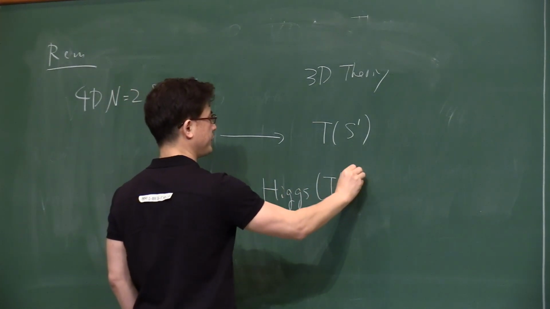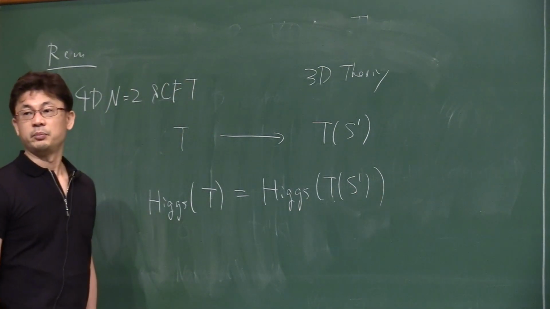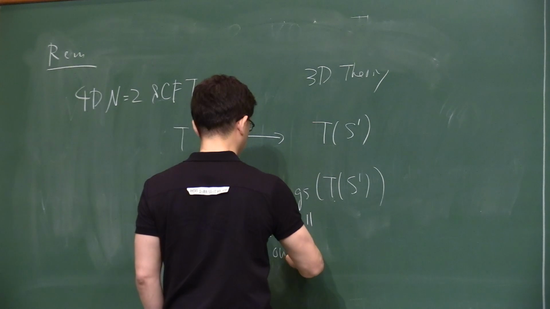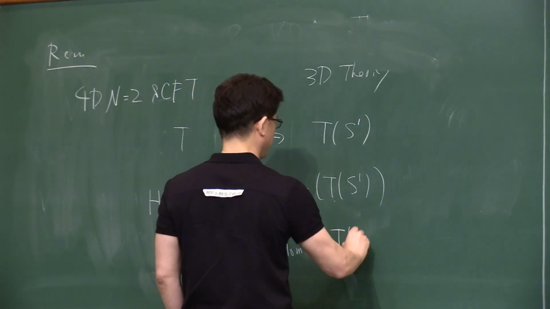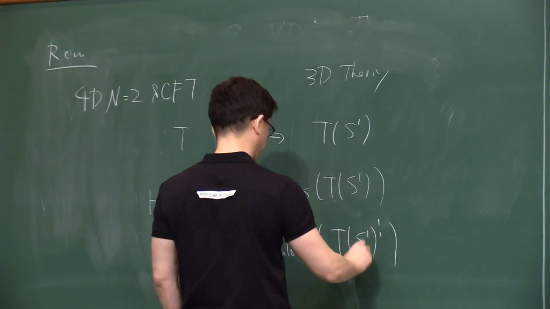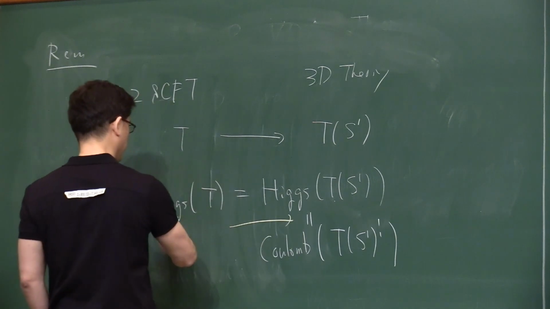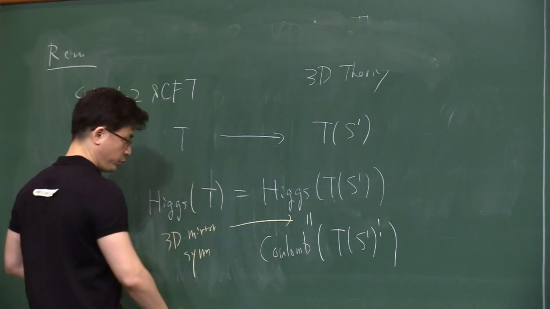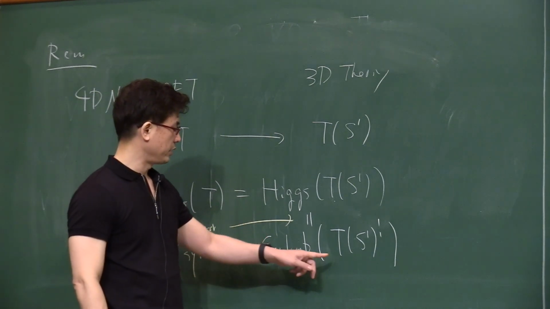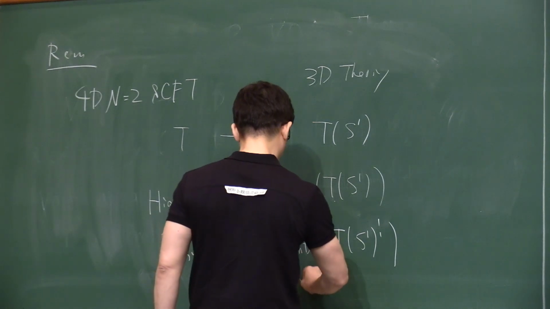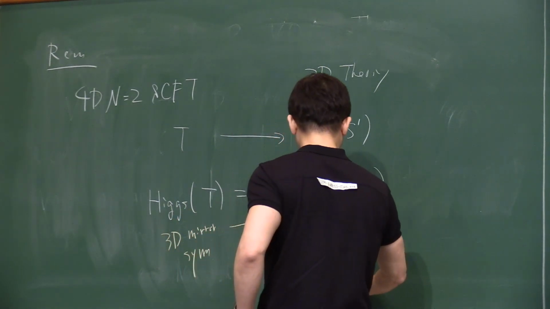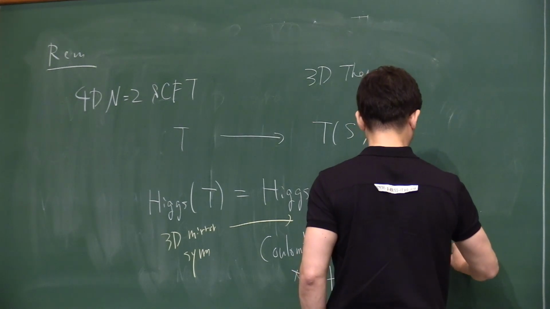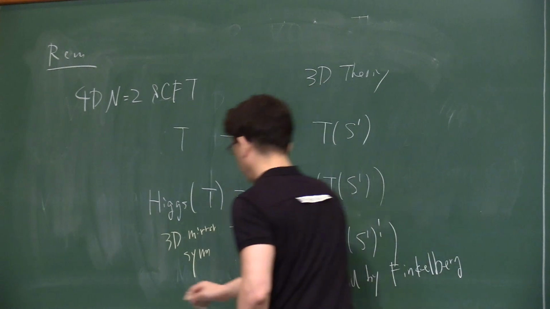And if you go to a three-dimensional theory, there's a duality called 3D mirror symmetry. And you can identify this Higgs branch with the Coulomb branch of the dual theory. This is 3D mirror symmetry. And when this mirror theory is a quiver gauge theory, this Coulomb branch was recently defined by Braverman, Finkelberg, and Nakajima.